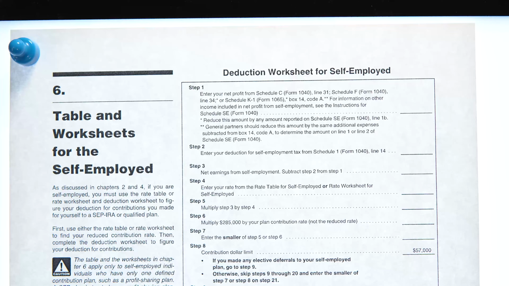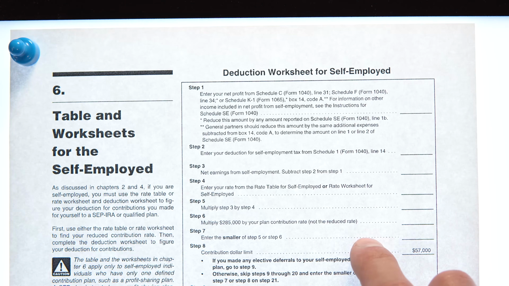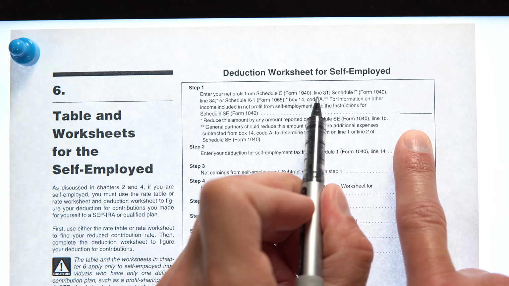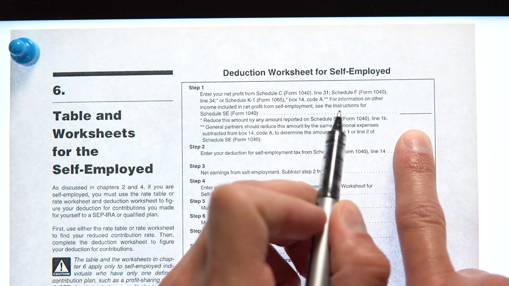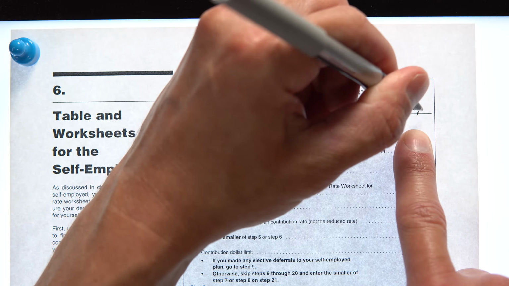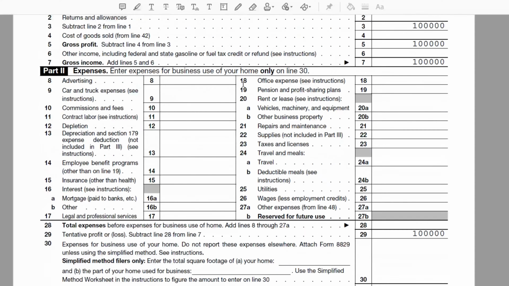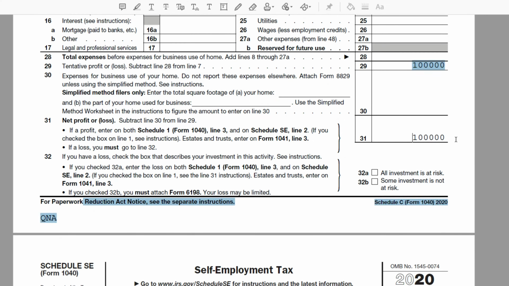So this is the worksheet and it's on page 24 of publication 560. At the very top, we're going to enter in our line 31, which is our net profit. And that's going to be $100,000. So here's where we're getting it from. We're going to the Schedule C and we're going to scroll down to line 31. That's what we're going to put in there from our Schedule C. And there on line 31, it's $100,000 for this walkthrough.